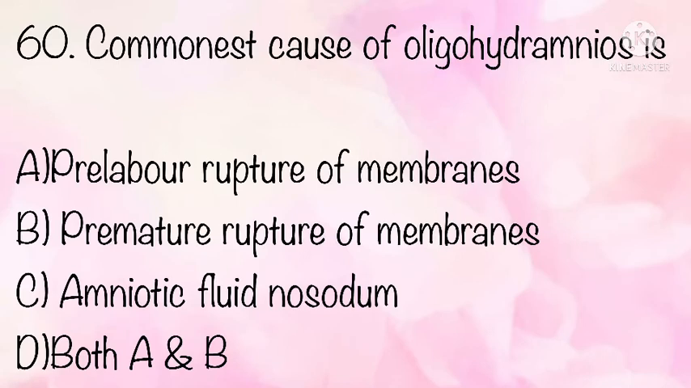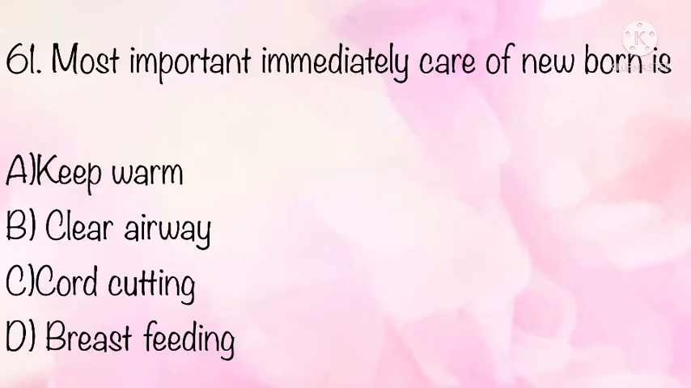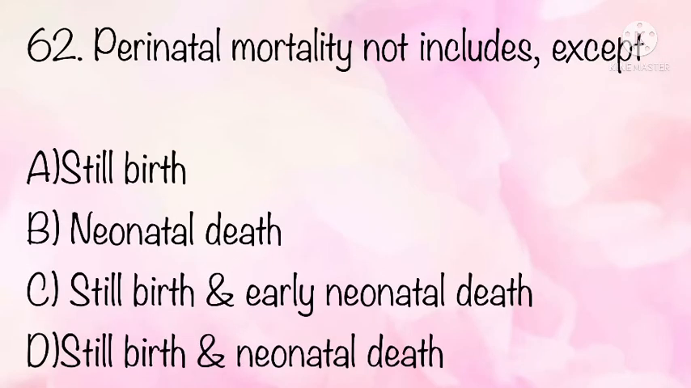Commonest cause of oligohydramnios is pre-labor rupture of membrane, premature rupture of membrane, amniotic fluid nodulorum, both A and B. The correct answer is both A and B. Most important immediate care of a newborn is keep warm, clear airway, cutting, breastfeeding. The correct answer is clear airway. Perinatal mortality includes, except stillbirth, neonatal death, stillbirth and early neonatal death, stillbirth and neonatal death. The correct answer is C, stillbirth and early neonatal death.